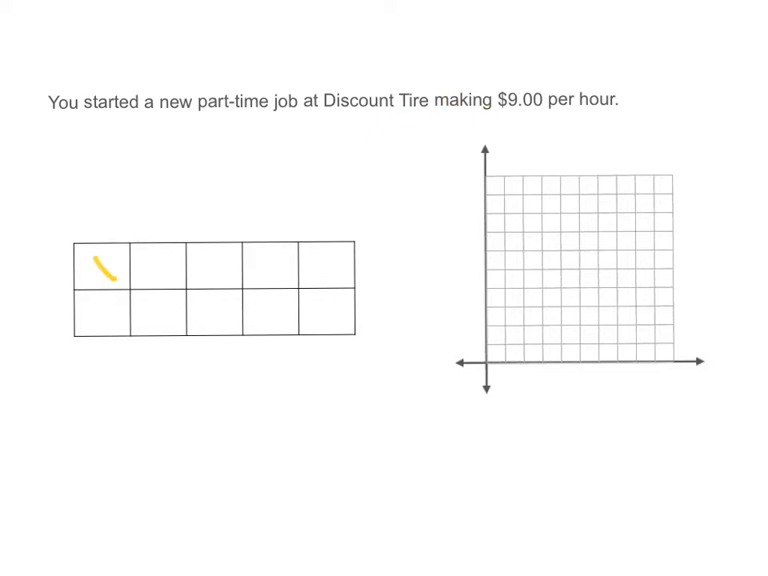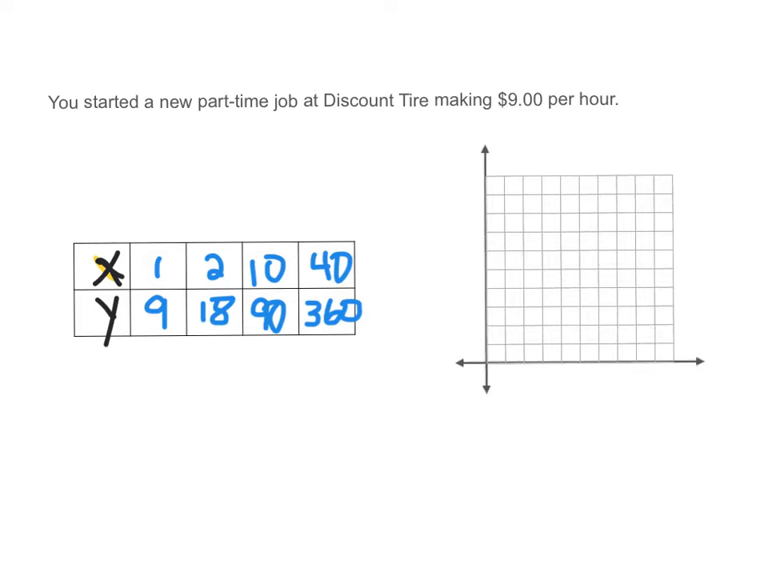So for instance, let's go ahead and fill out our table here. Let's say we have our x and our y. Let's just say you work 1 hour, you make $9. You work 2 hours, you make 18. If you work 10 hours, then you would make $90. And if you worked a 40-hour week, then you would make $360. Now, of course, in the real world, there are some taxes to pay and all of that. But based on this example, this is the money that you would make.